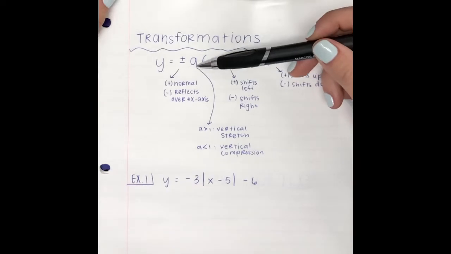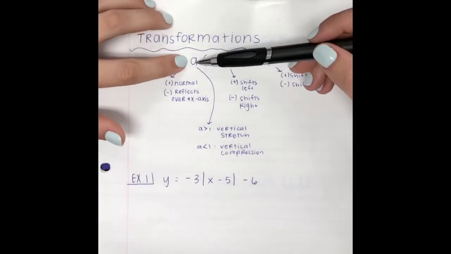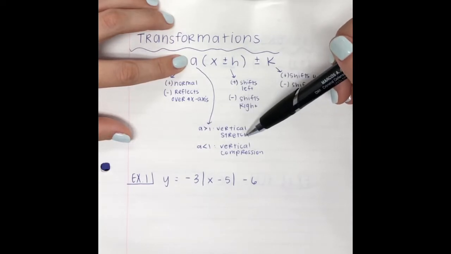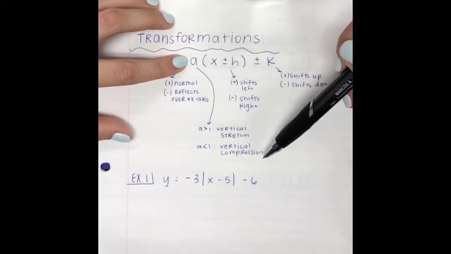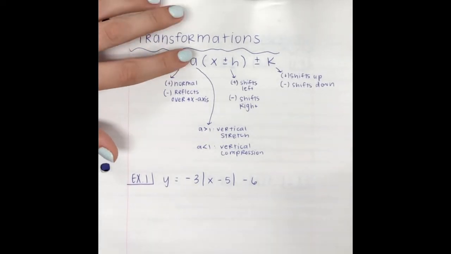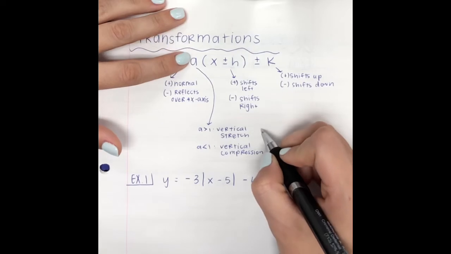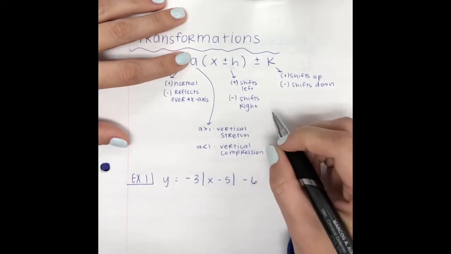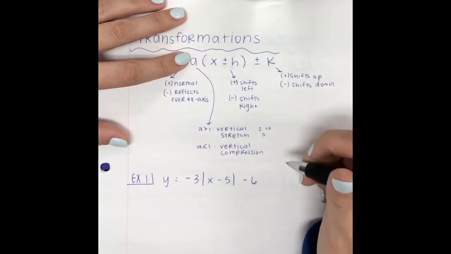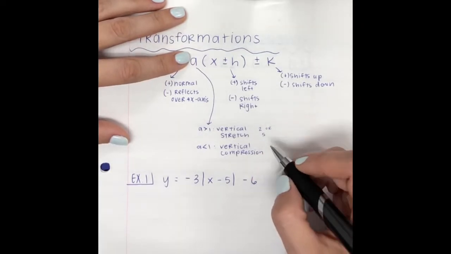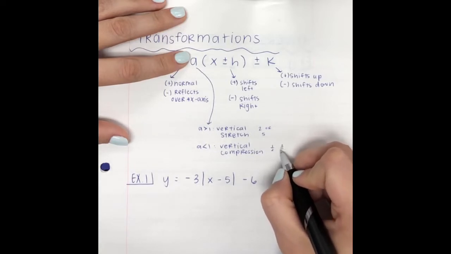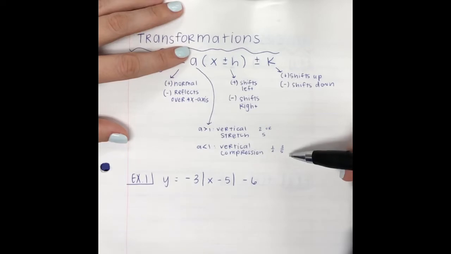And then if that value, so not including the negative or the positive, just that number in general, if it's greater than 1, it's a vertical stretch. If it's less than 1, it's a vertical compression, okay? So it doesn't matter about negative or positive. If it's a whole number like 2 or 5, those are both greater than 1, so it's a vertical stretch. If it's less than 1, meaning you have a fraction like 1/2 or 3/5, this would be a vertical compression.